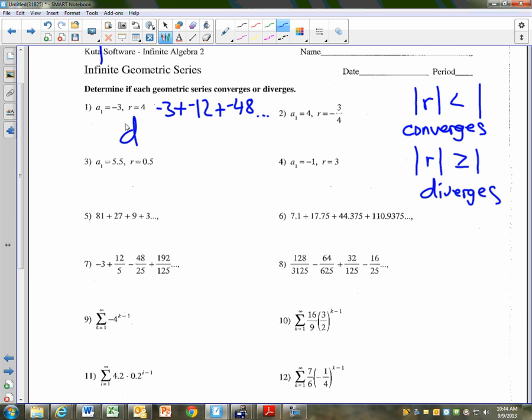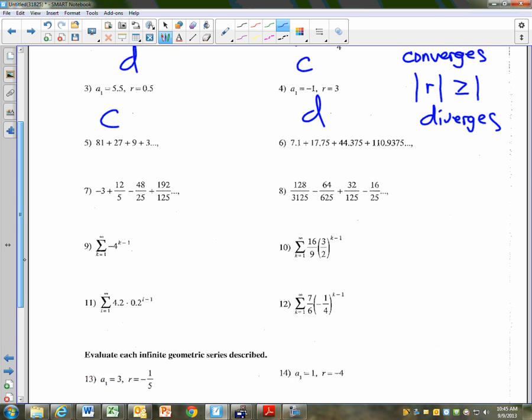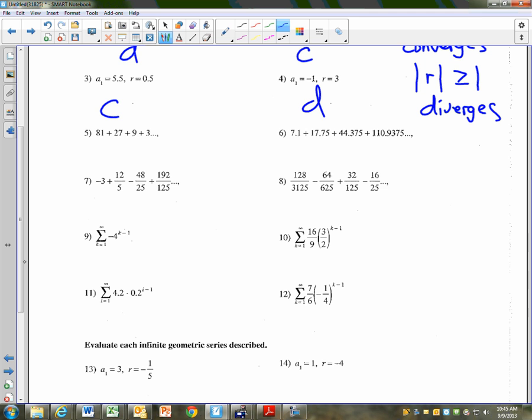How about number 2? It will converge. 3, converge. 4, diverge. 5. It's not what you divide by, it's what you multiply by. What do I multiply by? R equals 1/3, so it converges.